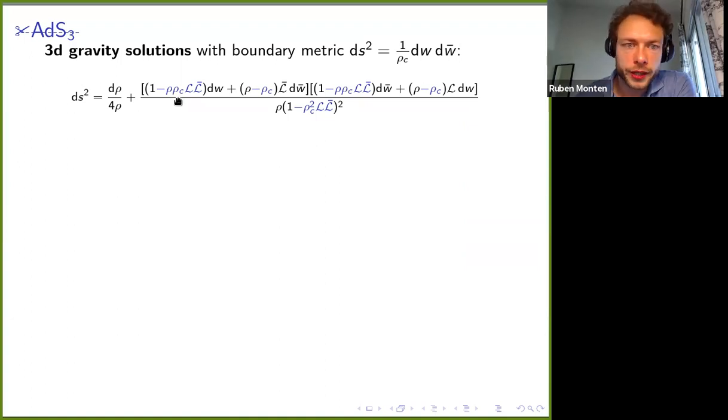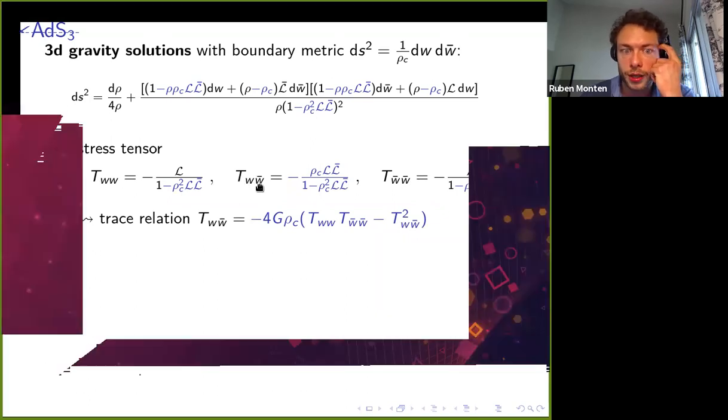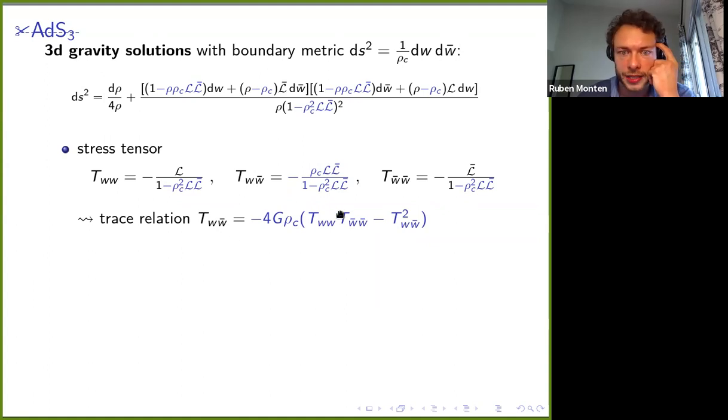And I've indicated in blue here, I hope this is visible on your screen, the terms that are new with respect to the rho_c equals zero case. So we can just go through the same program as before. We know what the stress tensor is in the field theory that corresponds to this metric. And it's similar but deformed. In particular, now the trace of the stress tensor, which is this T_{ww̄} component, will no longer vanish, but it will satisfy some quadratic equation, which is a trace relation, which is very well known from the TT̄ deformation as well.